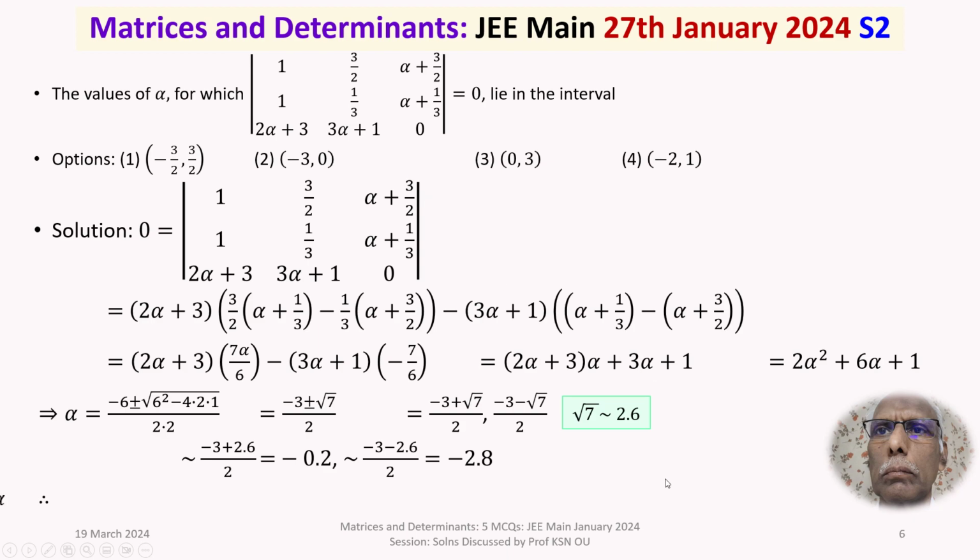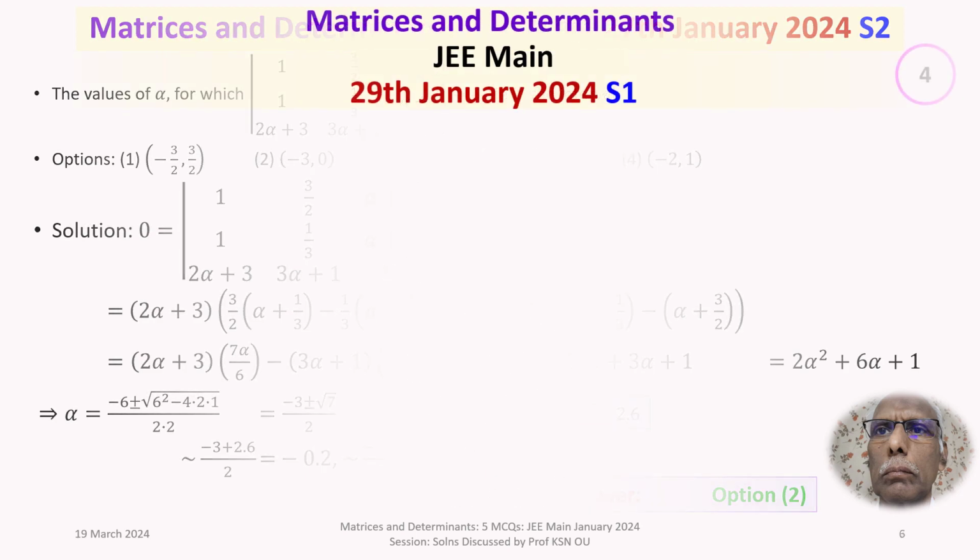Therefore, our answer to this question, that is alpha belongs to the open interval minus 3 to 0. The answer to this question is option 2. So that is the detailed discussion of the solution of the given problem, and it is definitely an easy question. I am sure that you have understood the solution of this problem. Let's move to the next question.